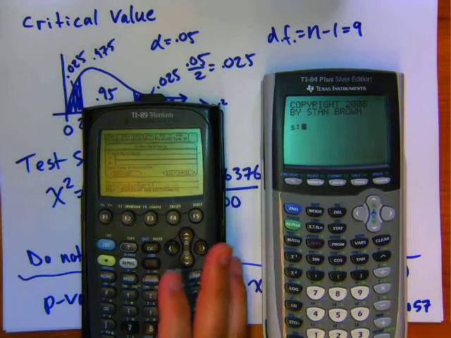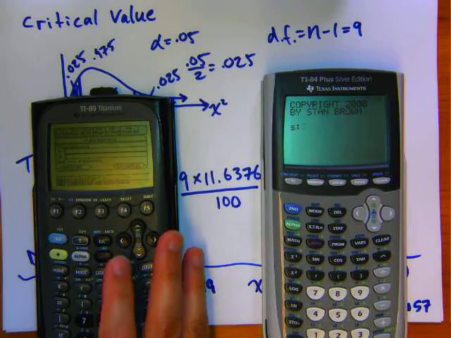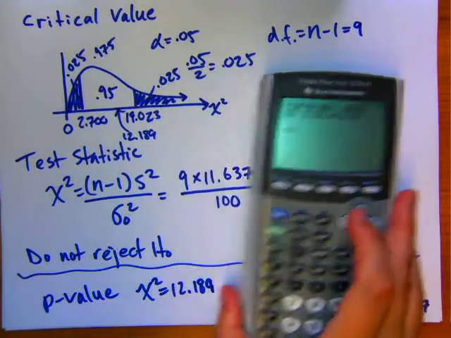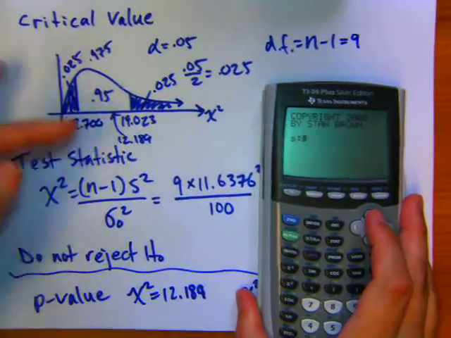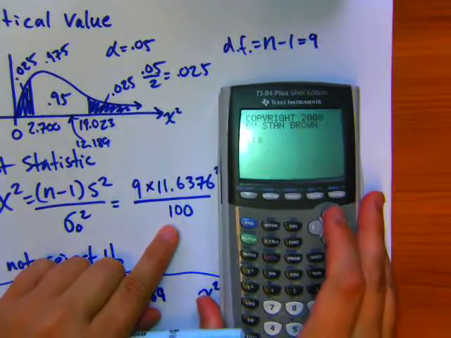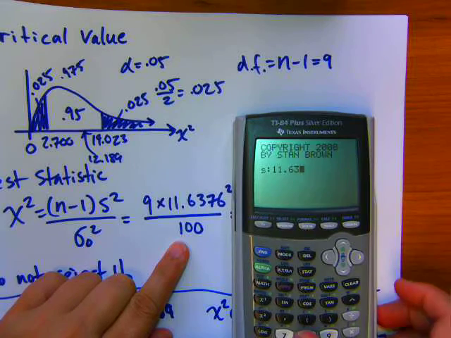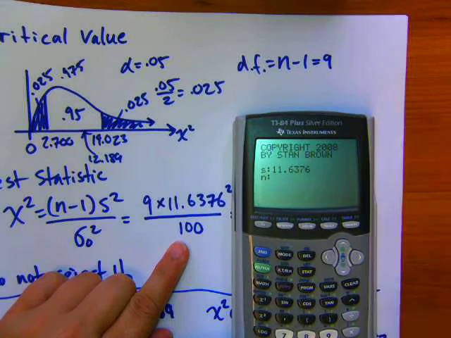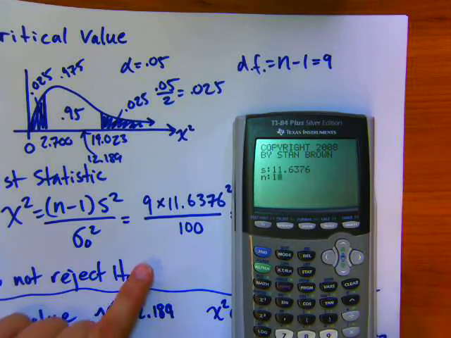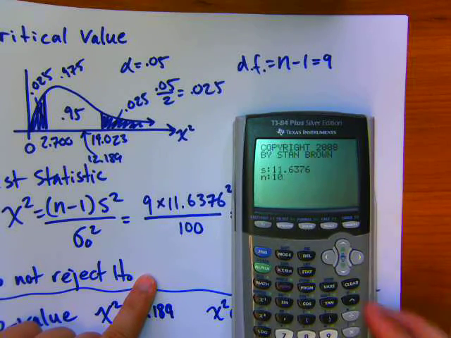So then you're going to type in your value for your standard deviation, which was this number here. The sample standard deviation was 11.6376. Again, go out at least 4 decimal places. Hit enter, or scroll down if you're on the 89. The sample size was 10. Make sure not to put the degrees of freedom in, but the actual sample size.